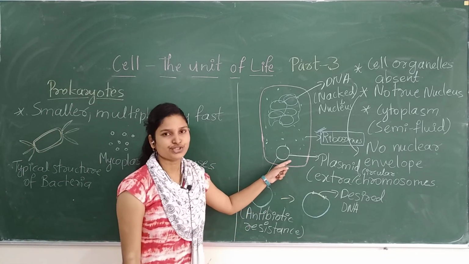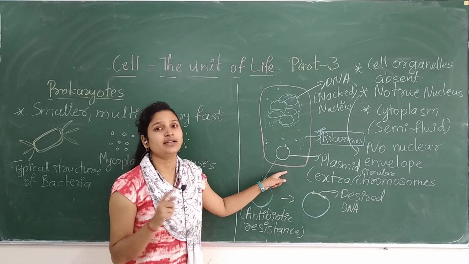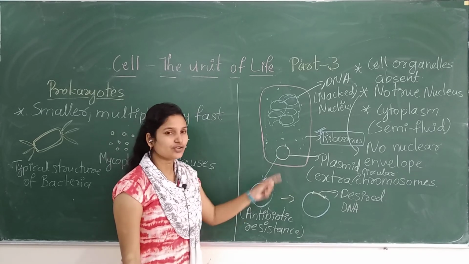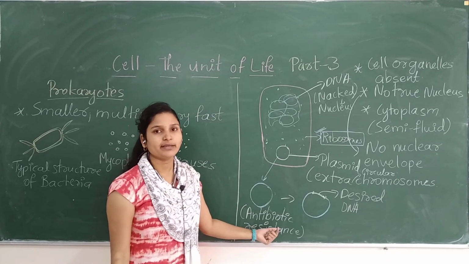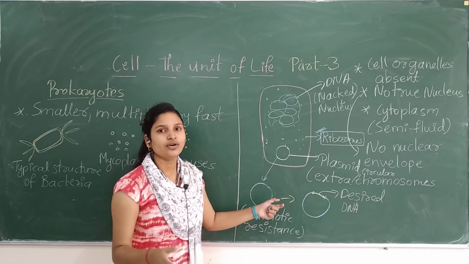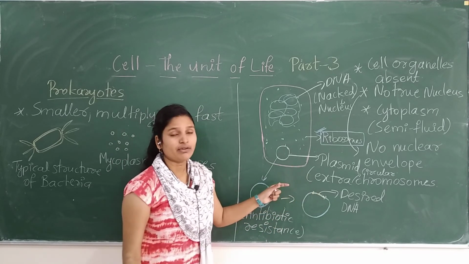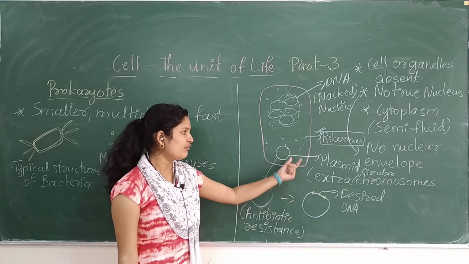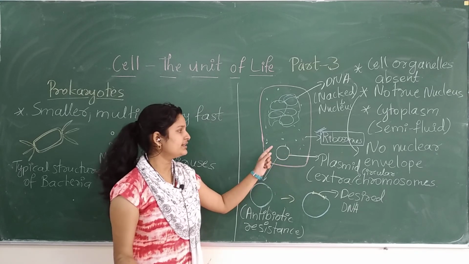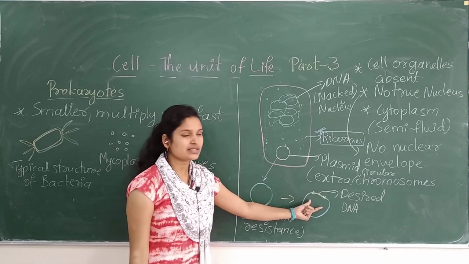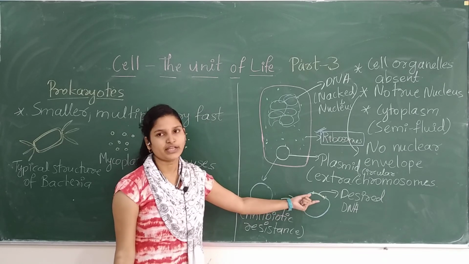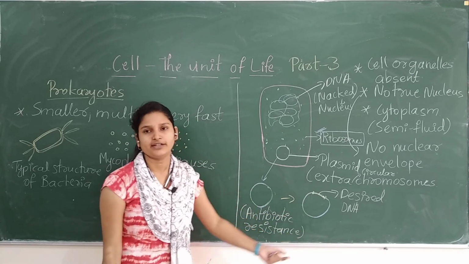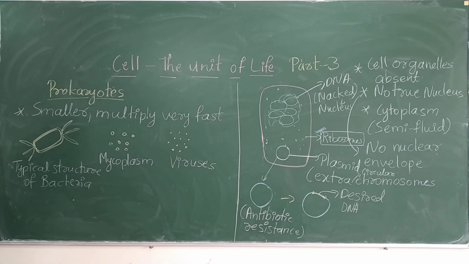And this plasmid is unique to prokaryotes, it is not present in eukaryotes. Remember this, and it has a unique character, that is antibiotic resistance. So while culturing or doing experiments in biotechnology, they isolate these plasmids and introduce a desired DNA so that they can get a desired product. Understood now? Any doubts?